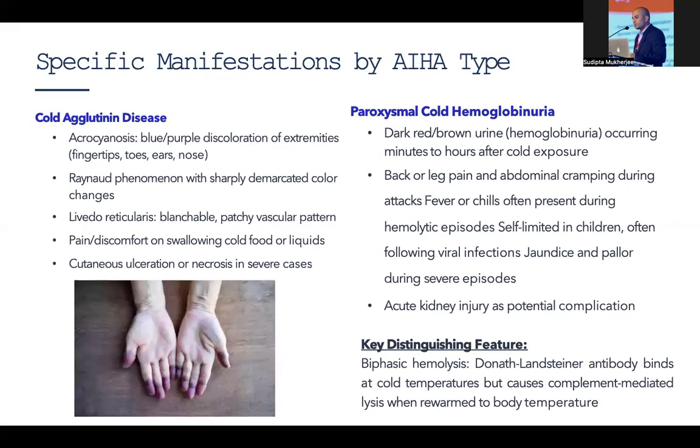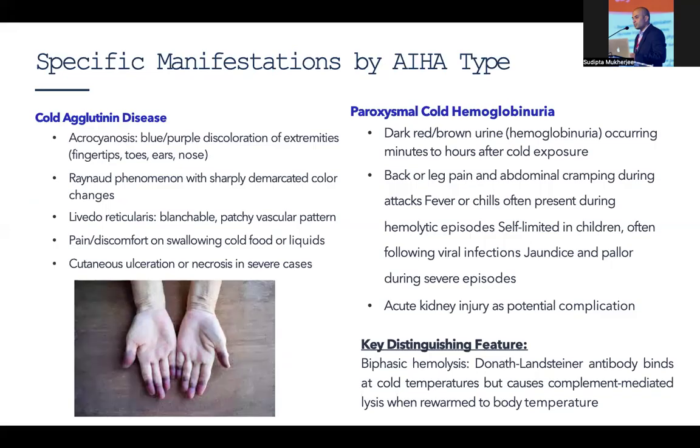In terms of specific manifestations, in cold agglutinin disease, as I already discussed, it is mostly acrocyanosis, that is blue and purple discoloration of the extremities: fingertips, toes, ears, nose. Raynaud's phenomenon with sharply demarcated color changes, livedo reticularis, a blanchable, patchy vascular pattern, pain and discomfort on swallowing cold food, and cutaneous ulceration and necrosis in severe cases if things don't get resolved with appropriate treatment.